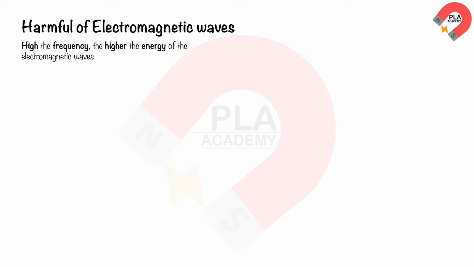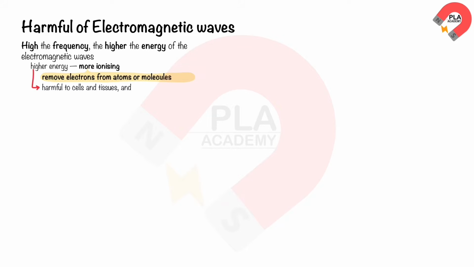Harmful effects of electromagnetic waves on people. The higher the frequency of an electromagnetic wave, the higher its energy. Electromagnetic waves with higher energy are more ionizing, meaning that they can remove electrons from atoms or molecules. This can be harmful to cells and tissues, and can even cause cancer. Electromagnetic waves with lower energy are less ionizing and less harmful to humans. They can still be harmful, however, if they are absorbed in large amounts.